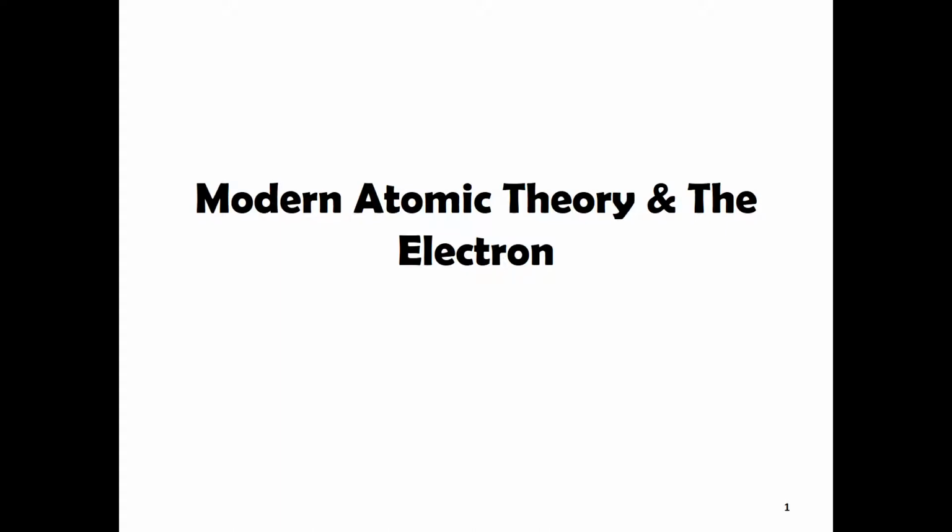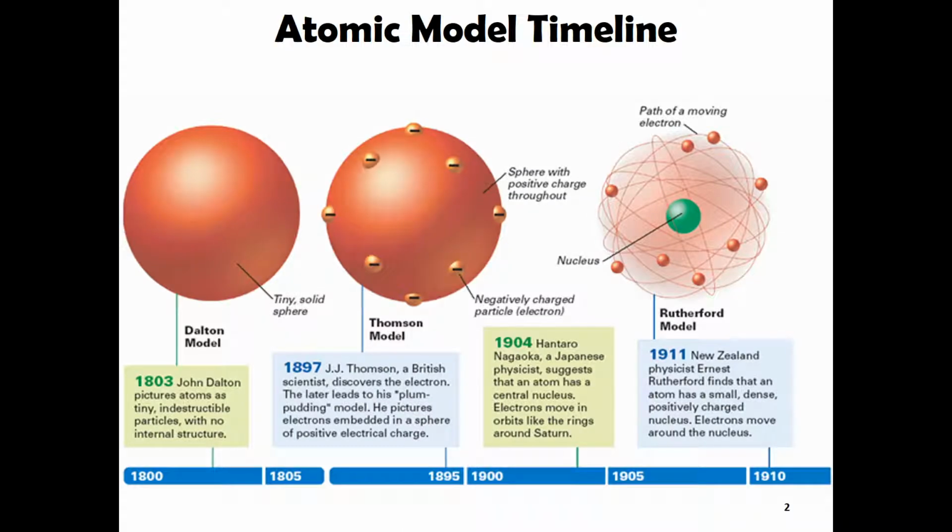So, modern atomic theory and the electron. So, we have Dalton's model. He thought of atoms as being small spheres. So, tiny indestructible particles with no internal structure. J.J. Thomson discovered the electron, which led to the plum pudding model. He pictured electrons embedded in the sphere, and the sphere had a positive electrical charge. So the positive charge was spread throughout the sphere with electrons scattered in it. So we had small particles that were negatively charged.